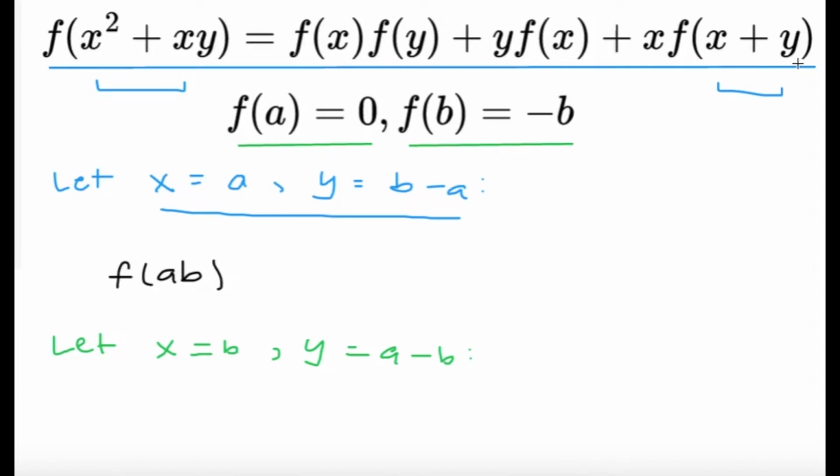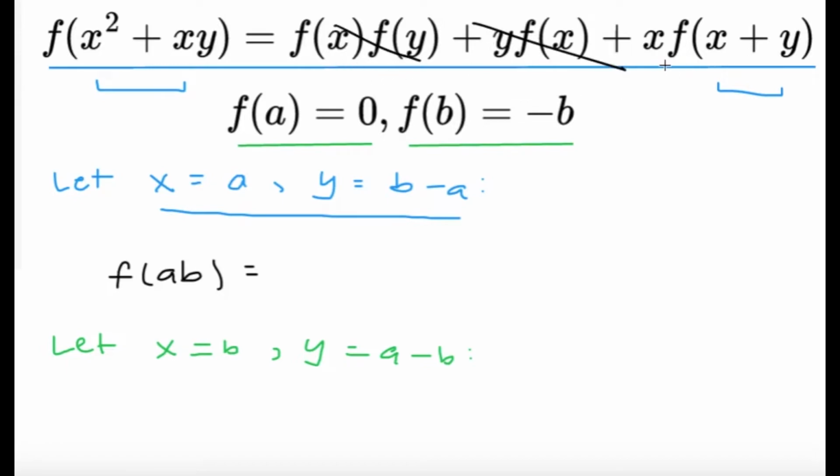And f of x plus y here is going to be b. So we can use the fact that f of b equals negative b. We're trying to deal with the first case first. So f of ab equals, now f of x, f of y, since x equals a, then the f of x here becomes 0. So that's just 0. Same for this case, so technically this becomes 0, this becomes 0.